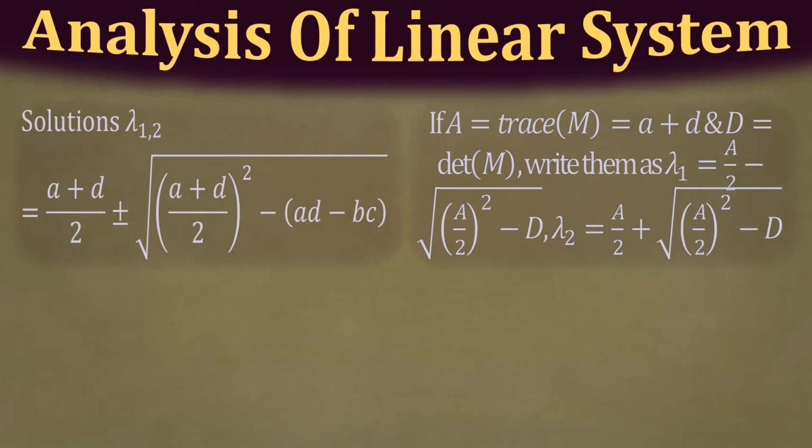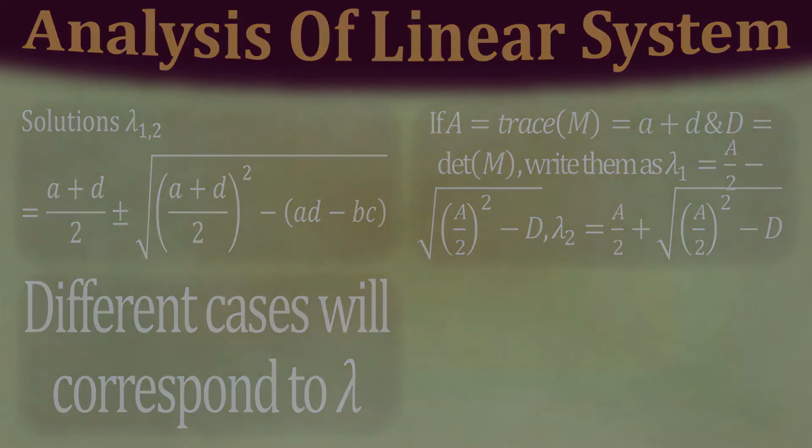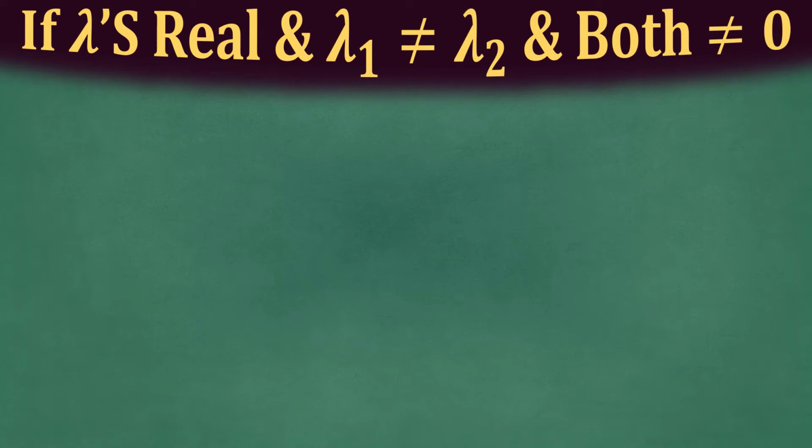If we note a is equal to the trace of M equals a plus d, and d is equal to the determinant of M, we can write them as λ1 is equal to a over 2 minus the square root of (a over 2) squared minus d, and λ2 is equal to a over 2 plus the square root of (a over 2) squared minus d. Different cases will correspond to different lambdas.